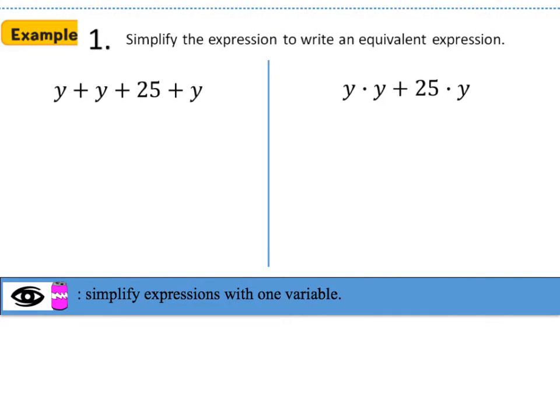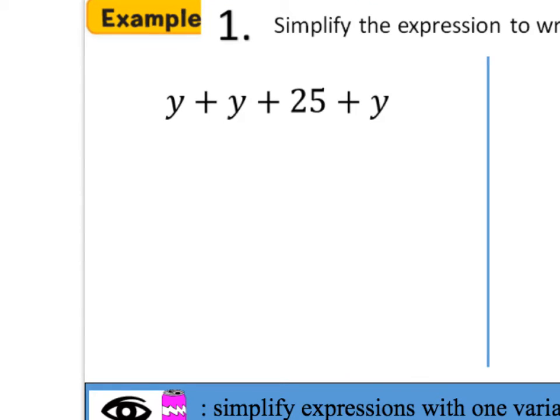Example 1 is to simplify the expression to write an equivalent expression. Let's take a look at our variable terms. We can assume that there's an imaginary 1 standing in front. That's our coefficient for y. We can find another coefficient in front of that variable, and there's another coefficient of 1 standing in front. That's assumed if you don't see any number there.